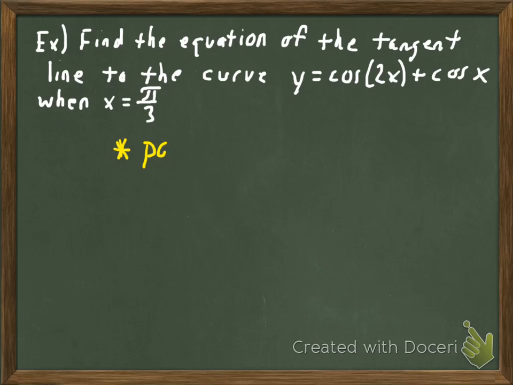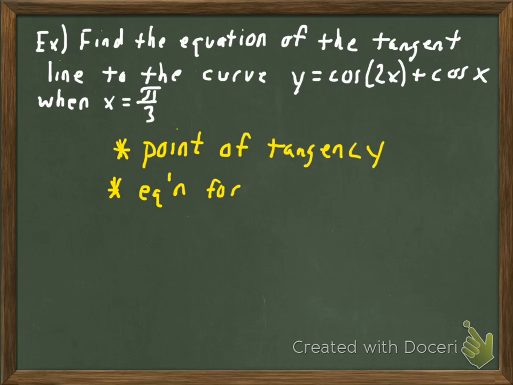You'll remember that one of the things you need to know whenever you're trying to find the equation of a tangent line or a normal line is the coordinates of the point of tangency. We know the x-coordinate, pi over 3, for the point of tangency. We're going to have to find the y-coordinate as well. And then the next thing that you need to know is the equation for the slope of the tangent line. Once you've got those things, then you're able to use what you know about writing equations of lines to write the equation of the tangent line to that curve.